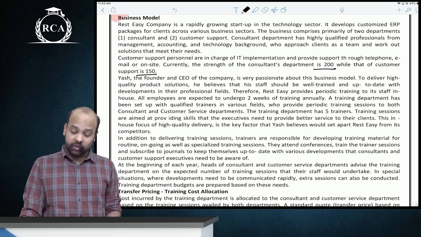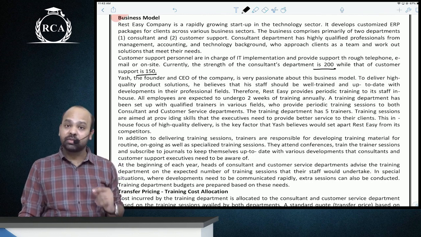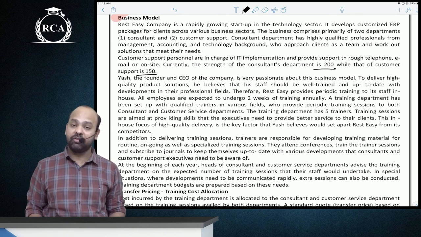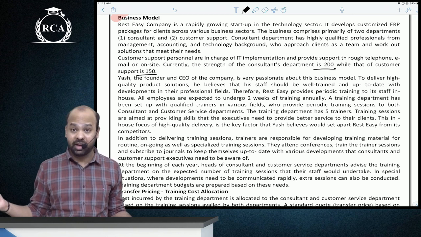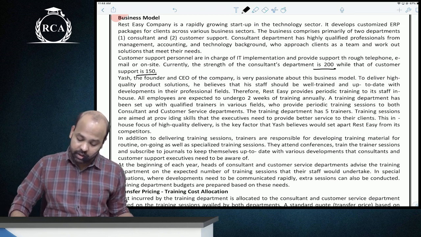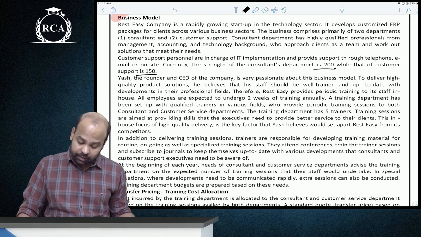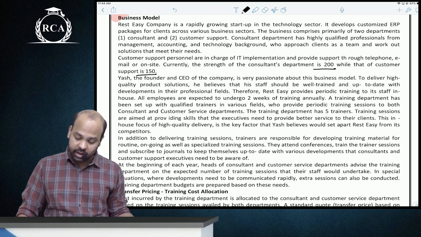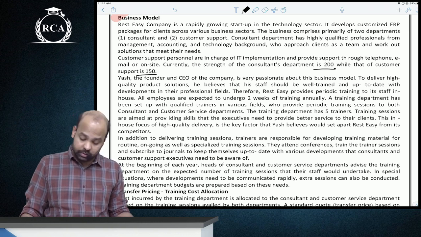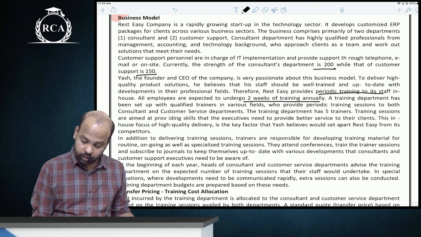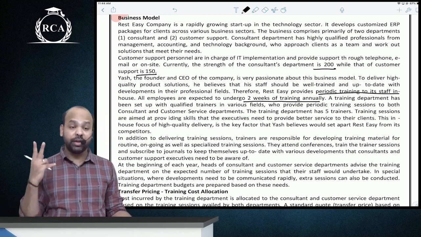Yash, the founder and CEO of the company, is very passionate about this business model. To deliver high quality product solutions, he believes that his staff should be well trained. This is where they talk about training sessions. The staff should be well trained and up to date with developments in their professional fields. Therefore, Rest Easy provides periodic training to its staff in-house. All employees are expected to undergo 2 weeks of training annually. In-house training of staff, 2 weeks of training.